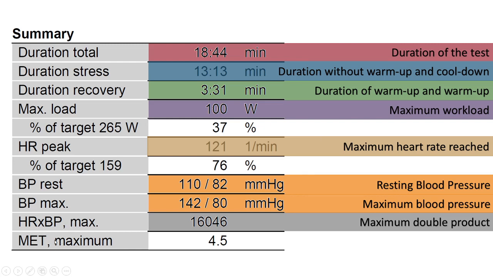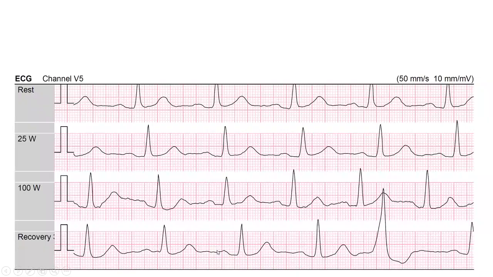Then we get the MET value. The MET value is, as you would remember, multiples of resting metabolic rate. So what this means, the maximal MET value was 4.5, which means that the person expended 4.5 times the amount of energy as during rest.